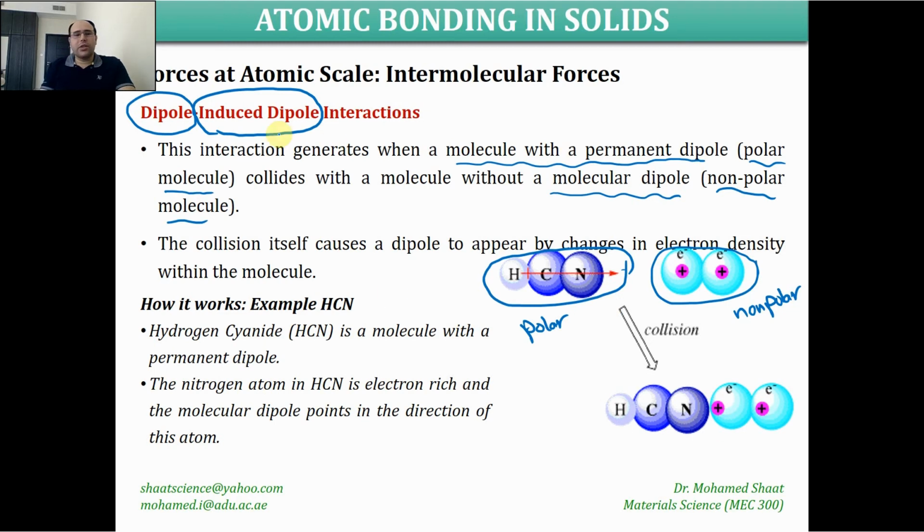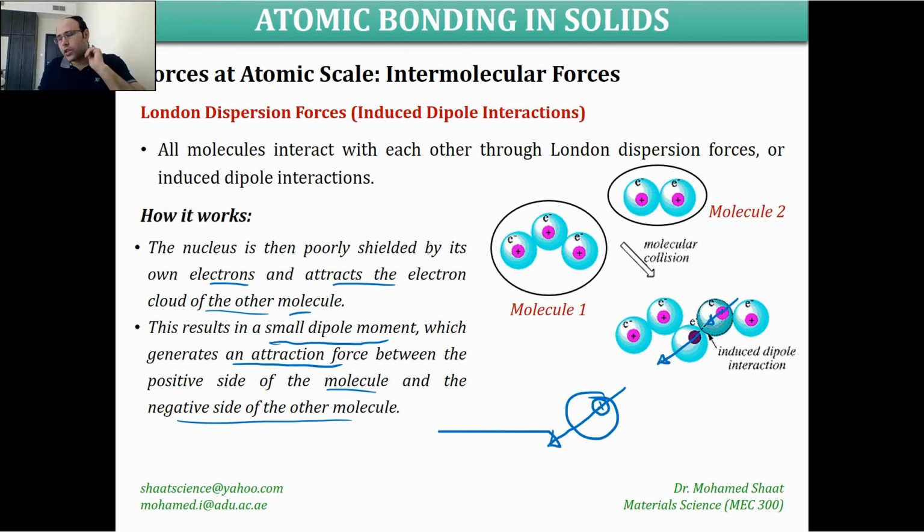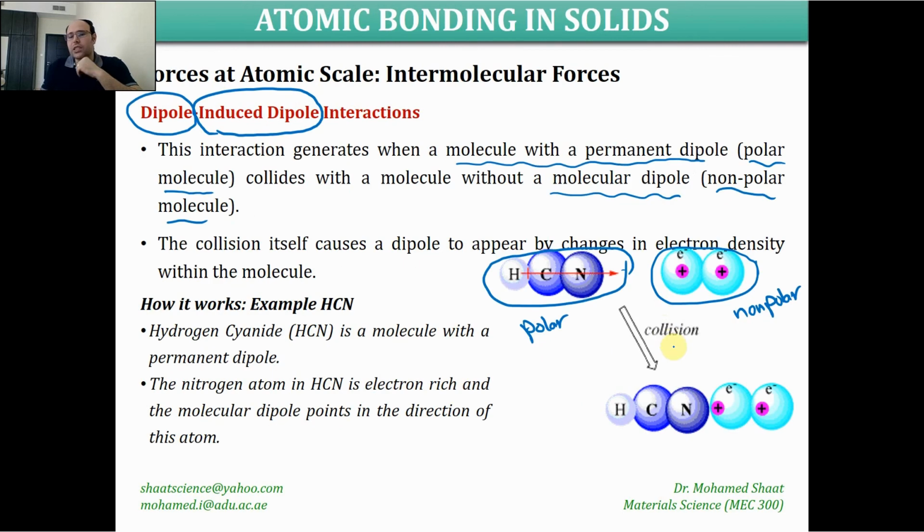And this generates this type of interaction. This type of interaction force is stronger somehow than the London dispersion forces, because there, there is no polarity and no permanent dipole that exists. But because of the existence of a permanent dipole here, this makes this type of force a little bit stronger than the previous type, which is the induced dipole interaction.